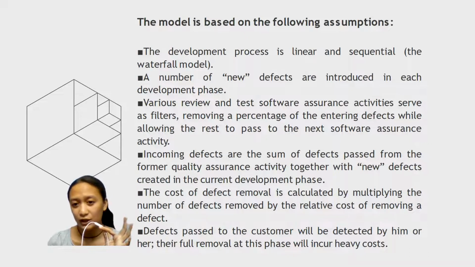Incoming defects are some of the defects passed from the former quality assurance activity together with new defects created in the current development phase. The cost of defect removal is calculated by multiplying the number of defects removed by the relative cost of removing a defect. Defects passed to the customer will be detected by him or her, and their full removal at this phase will incur heavy costs.